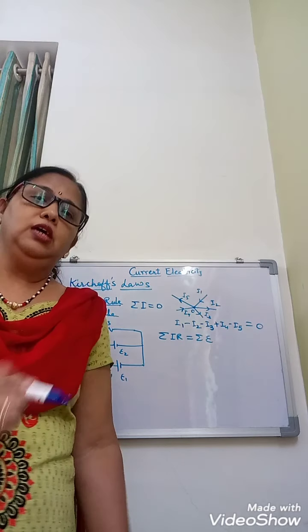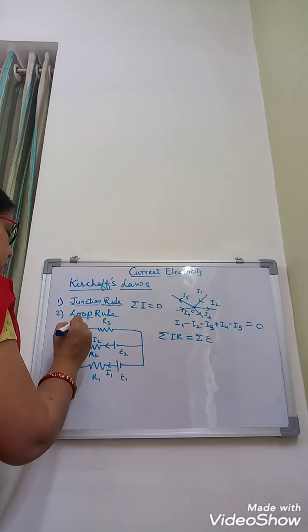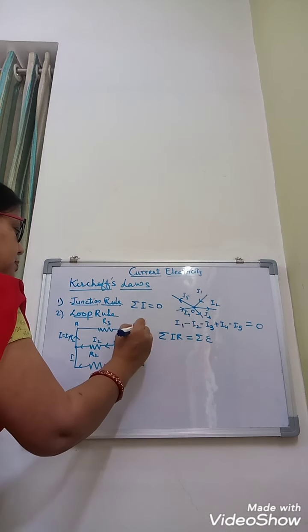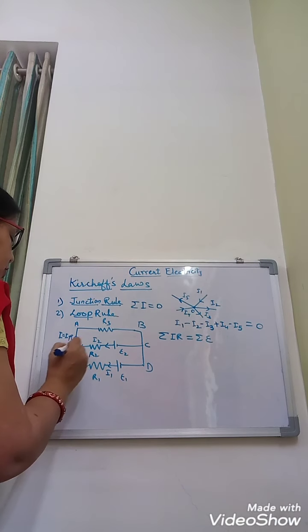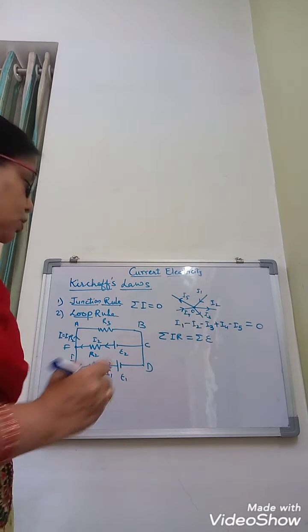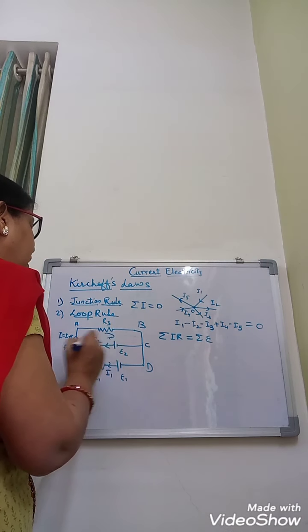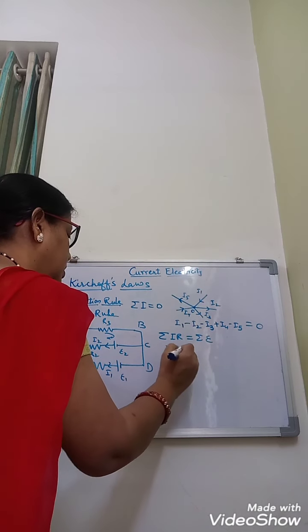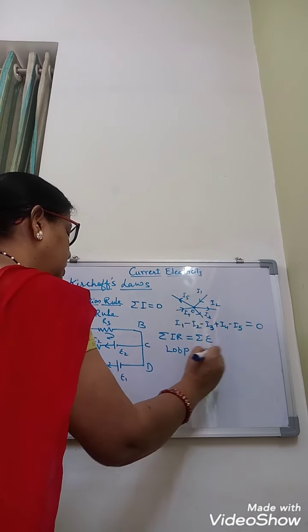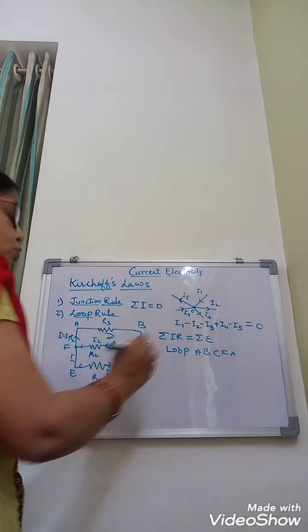We can choose any closed loop. For example, here let me name the loop as A, B, C, D, E, F and A. So the upper loop, which is like this, can be written as loop A, B, C, F, A. This is the upper loop.